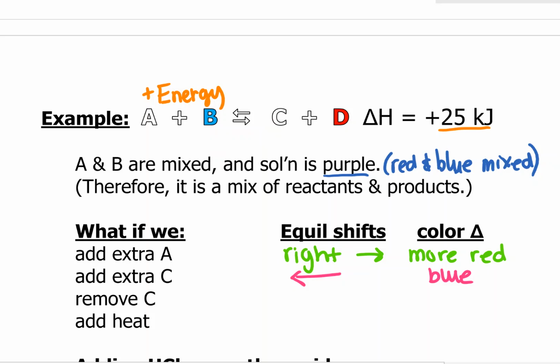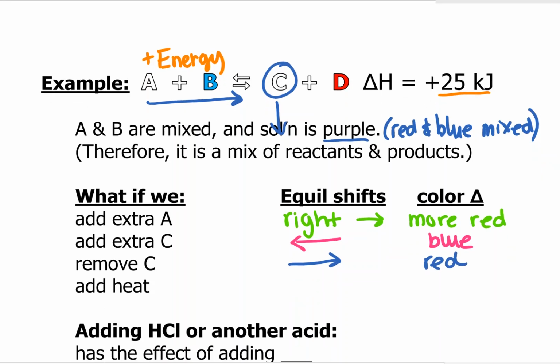If we remove C, so this one's different, if we do something to take this away, to lower its concentration, and that can be done by having C react with something else, the reaction will shift to the right to replace it. And then last, if we add heat, remember heat is like a reactant since it's endothermic. So if we add heat, it will shift to the right to get rid of it.